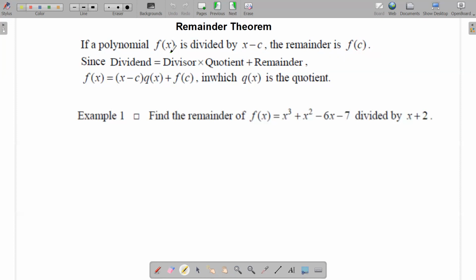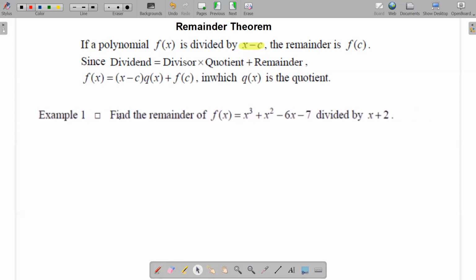We have a function, and this one is divided by a binomial with the maximum exponent being 1. That means that whenever you have a situation like this one, we can find the remainder without doing the long division, but just by solving the function. Let me explain. Let's take this example.